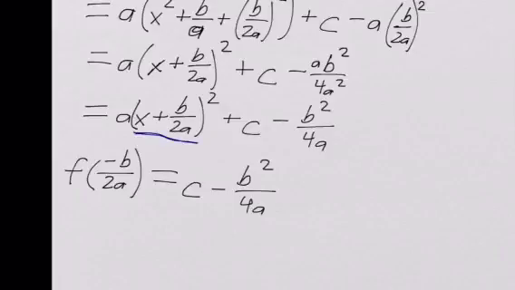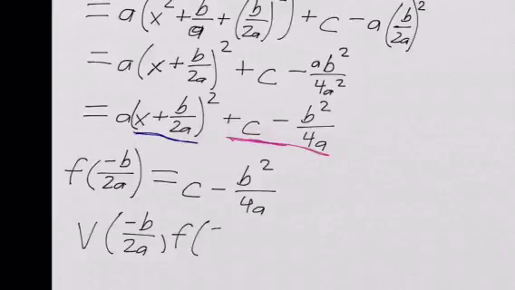So we take care of that term. So that will allow us to say the vertex is going to be a shift to the left by b over 2a units, and then a shift up of c minus b squared over 4a units, but that's the same as f of minus b over 2a. So we can say that the vertex is minus b over 2a, then the function evaluated at minus b over 2a.